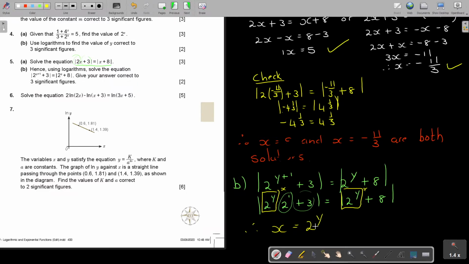Okay. Now, this one is no solution. The reason why, if I'm looking at this, if it's 2 to the power y, it's negative 11 over 3.